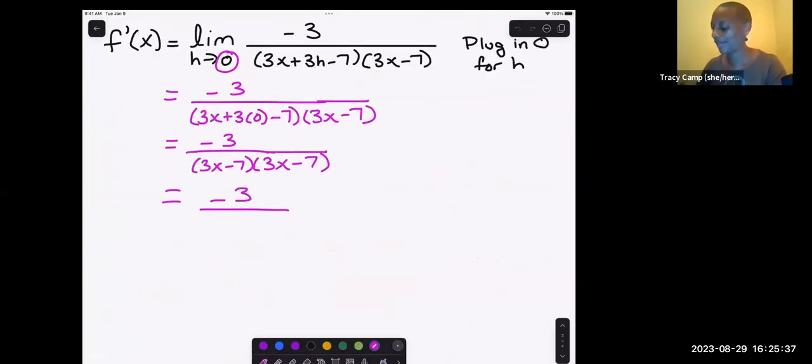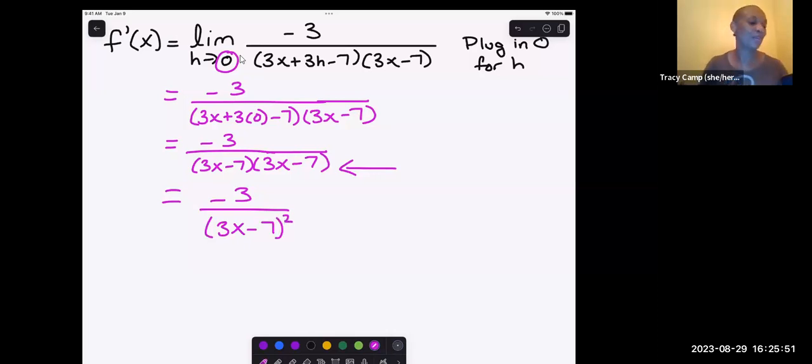We got to the very end where I noticed that we had 3x minus 7 twice in the denominator. So all I was going to do was write this as 3x minus 7 quantity squared, and that's the end of the problem. So this is actually the answer right here. So we'll do a couple more examples.